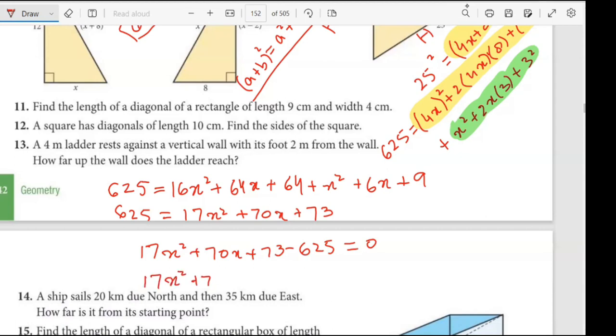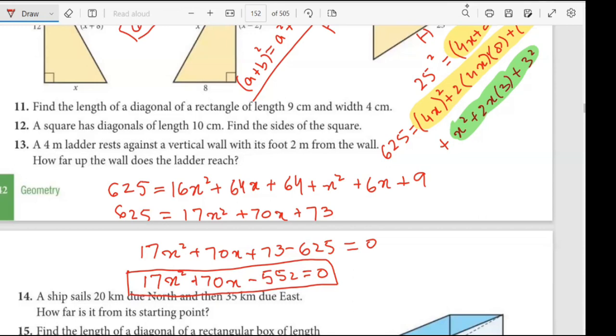17x square plus 70x, then minus 625, minus 552, Rehan said. Minus 552 is equal to 0. Everyone agrees on this equation? Yes. Okay, so this one is a quadratic equation.